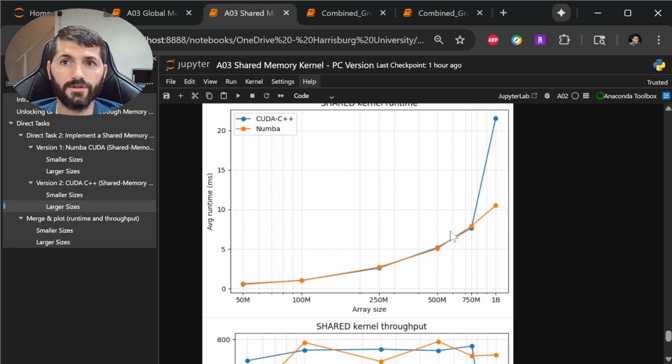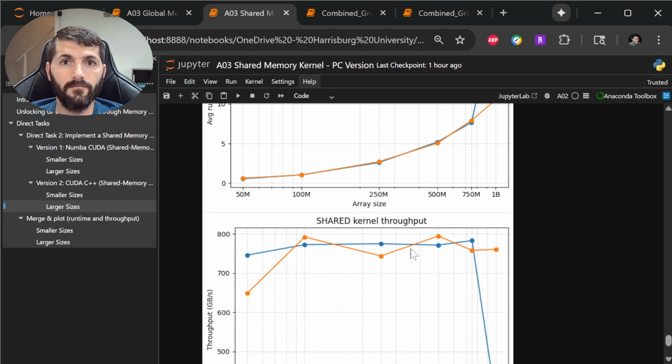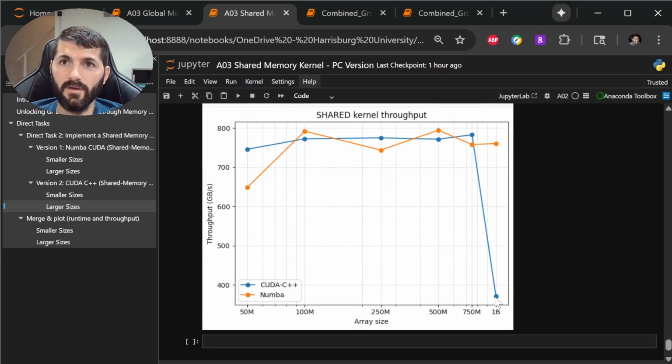For larger sizes, very consistent across the two. For shared memory between NUMBA and CUDA C++, and there is that drop there at a billion. I'm still looking at what caused it, but yeah, this particular CUDA C++ just can't handle over a billion. But everything else pretty much stable.